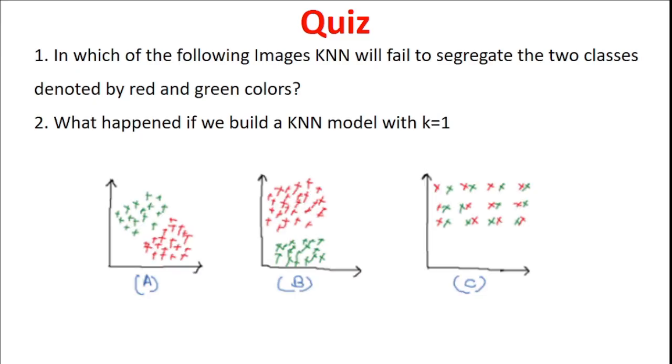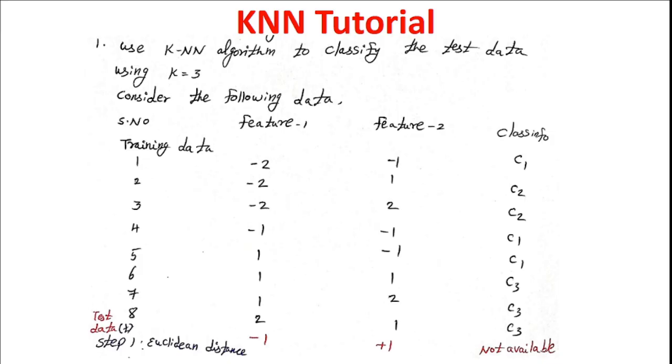B, C, will KNN fail? You have two data points, red and green colors. What will happen if you build a KNN model with K equal to 1? Use the KNN algorithm to classify the test data using K equal to 3. Consider the two features, feature 1 and feature 2.